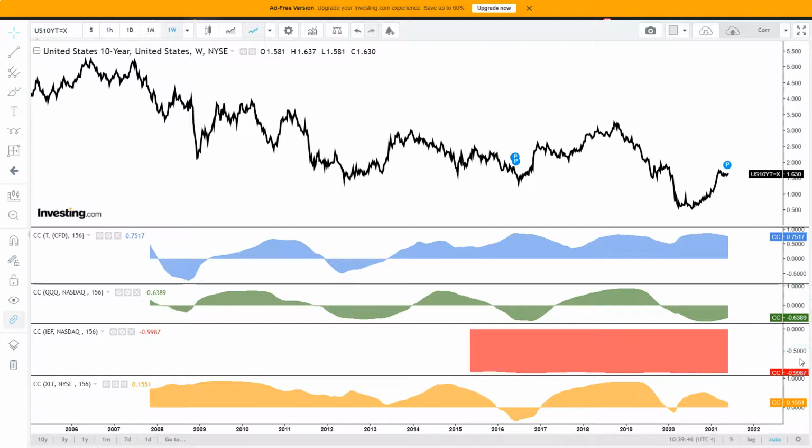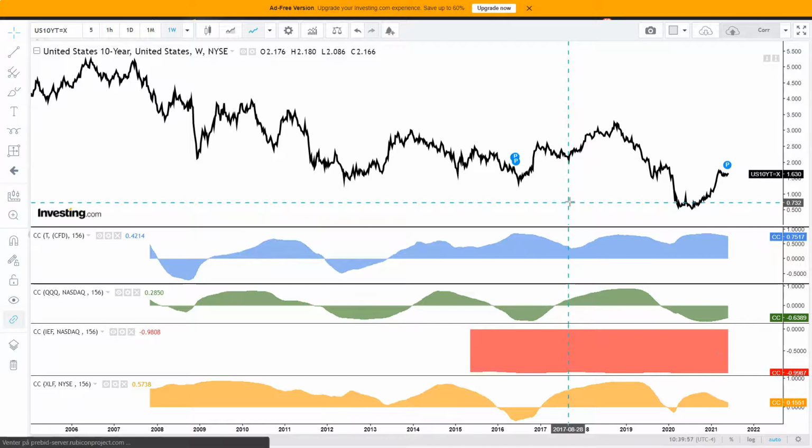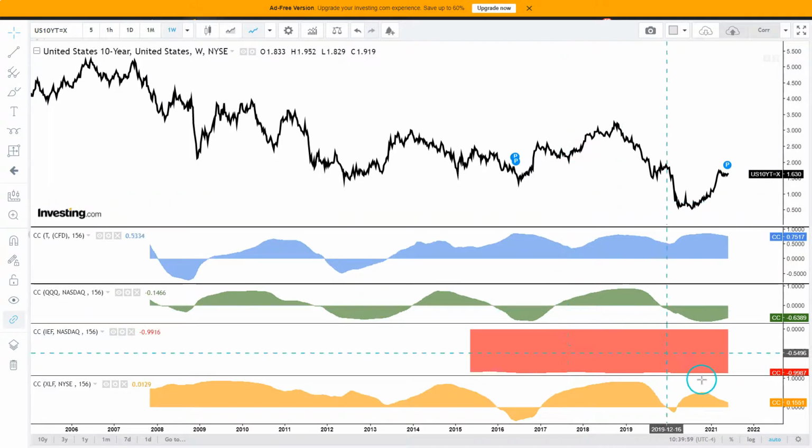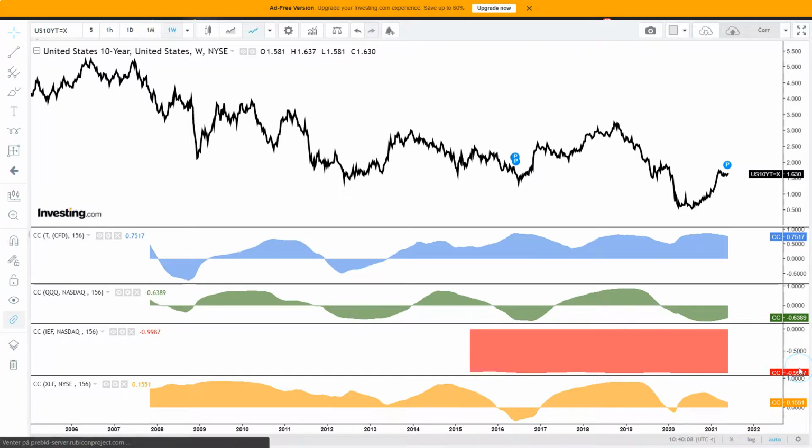So here is the IEF. That's the 7 to 10-year bond ETF. And here there's a perfect negative correlation. And that is basically how it works, because the yield and the bond ETF move opposite each other. So yeah, you have that correlation, but I just wanted to have it here such that you are aware of that link. Because many people find this whole thing about yield and the bond price confusing. But here you can see the very clear negative relationship.